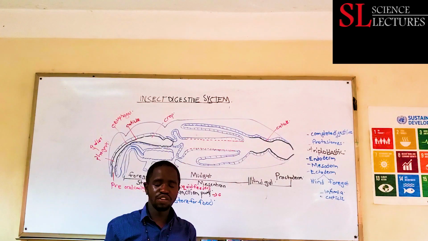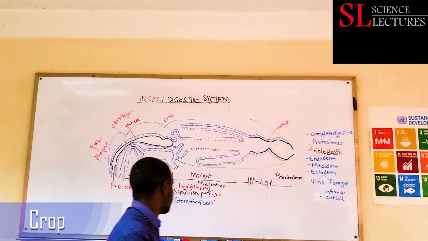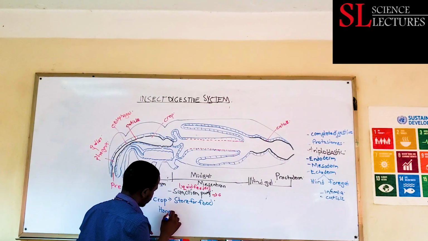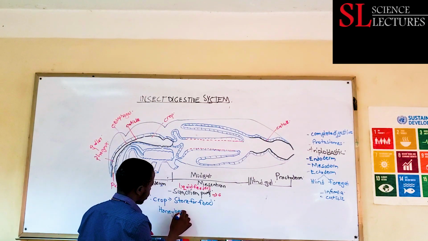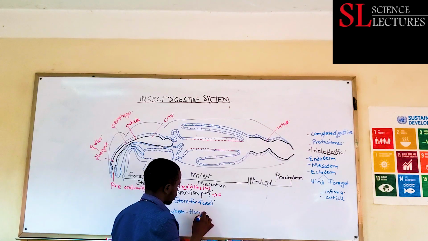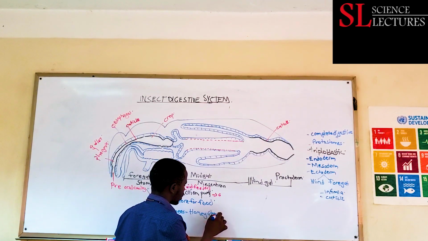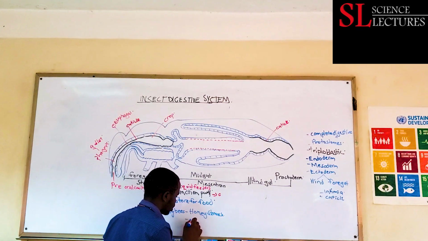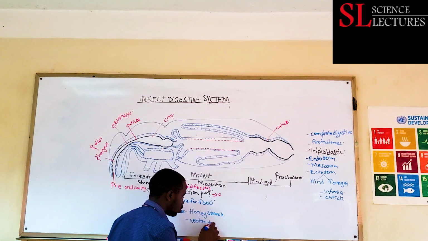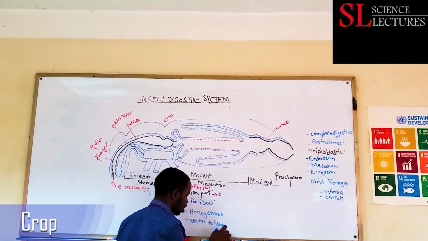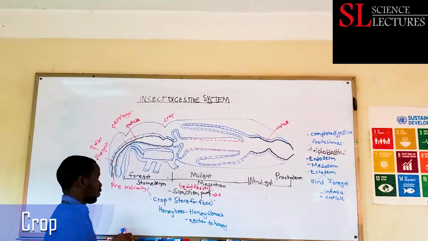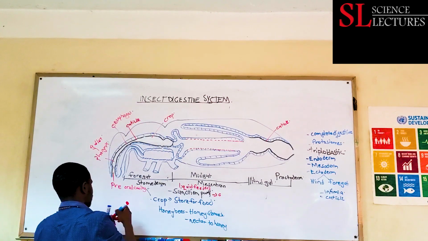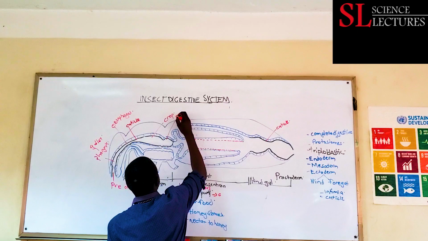But different insects have different dietary requirements. The crop in honeybees is called the honey stomach. Why is it called the honey stomach? Because it is where the conversion of nectar to honey starts. So those are the parts that make up the foregut. If I forget, the last part is called the proventriculus.